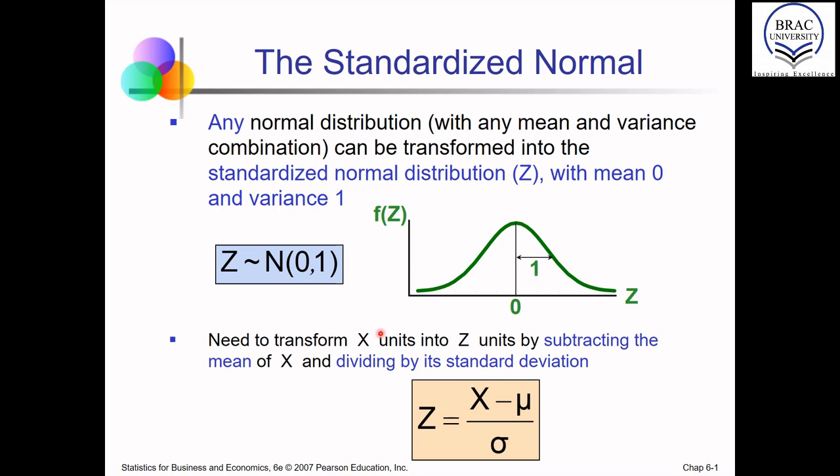We have to transform our X units, that means our normal distribution's X units, into Z units. That means we have to transform our X's into Z's, our normal distributions into standardized normal distributions, by subtracting the mean of X and dividing it by its standard deviation. So in order to transform a normal distribution to a standard normal distribution, we subtract the mean from X and divide that difference by sigma, or standard deviation.